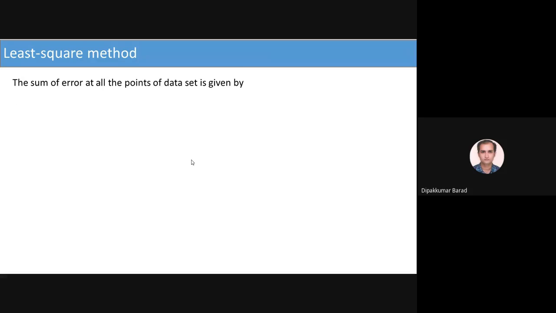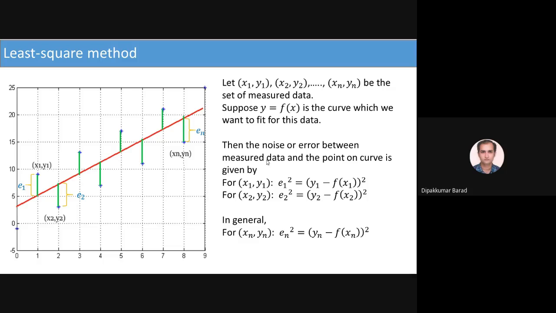So the sum of error at all points of the data is given by E equals summation ei square, i from 1 to n. Now this ei means yi minus f of xi. You can see that here this is y1 minus f of x1, y2 minus f of x2, yn minus f of xn, which we get from this.